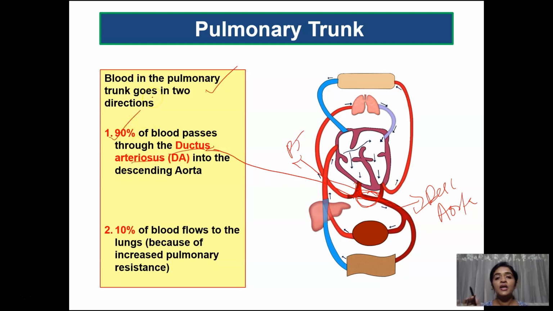So 90% of the blood passes through the ductus arteriosus into the descending aorta in order to supply the remaining part of the fetal body, whereas 10% of blood flows to the lungs. We know that the lungs are situated here. And we know the lungs are non-functional, so there is increased resistance in the pulmonary system, but still the tissue needs blood. That is the reason why we send 10% of the blood flowing through the pulmonary trunk into the lungs.